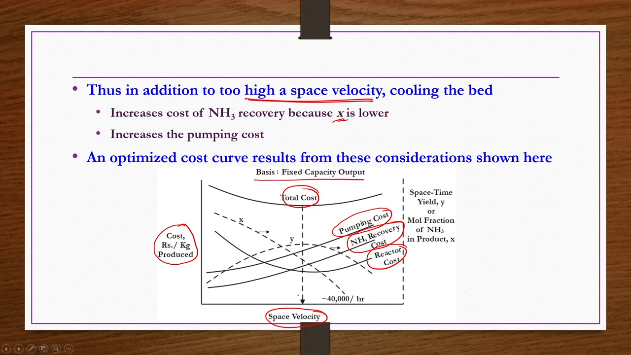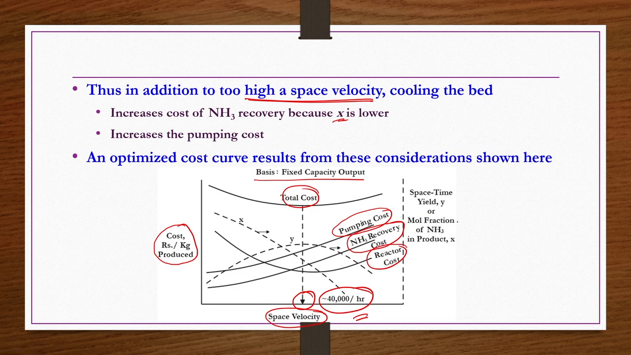So for conventional plants, it has been found that the space velocity is approximately 40,000 hour inverse. Space velocity has time inverse units because it is the mass rate of gases per mass of catalyst, so it is kg per hour divided by kg, which is hour inverse. So for most of the conventional plants, as per the basis we have discussed, approximately 40,000 hour inverse space velocity is found to be optimum.